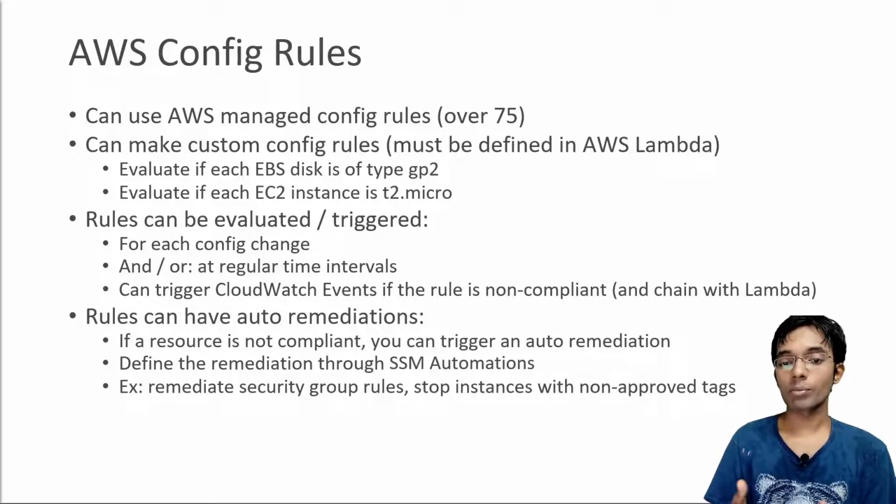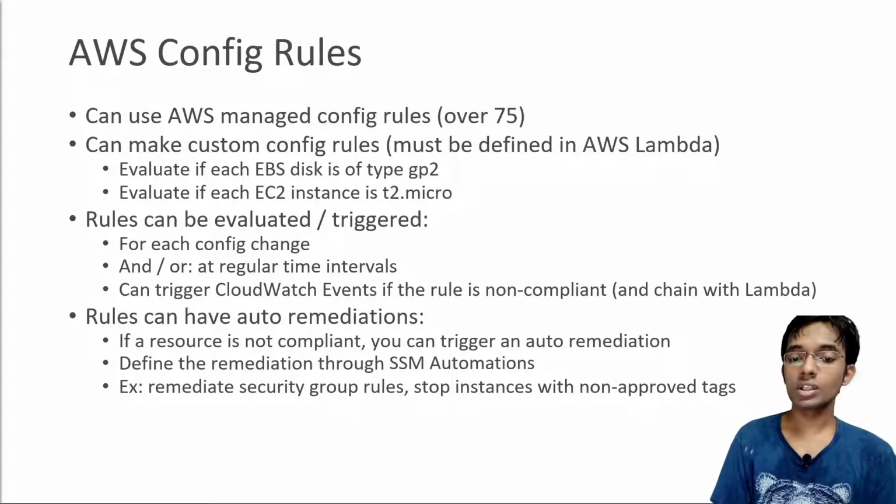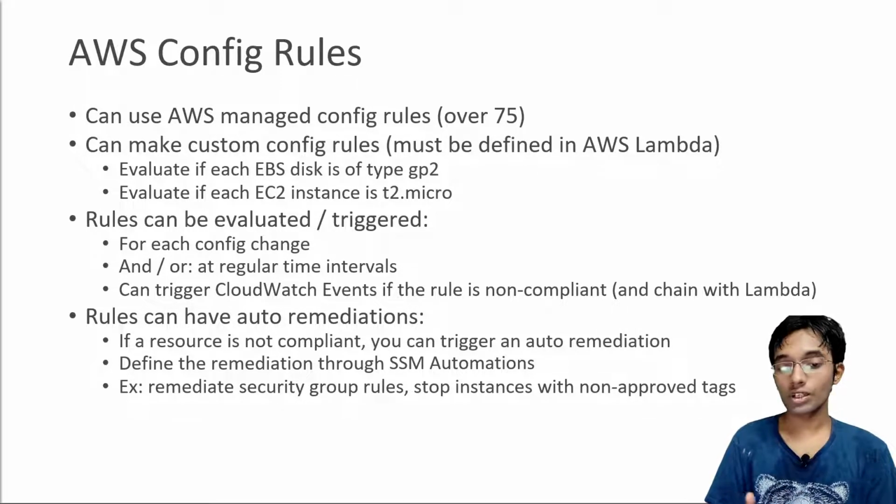For example, you can say, okay, I want to create a Lambda function to evaluate if each EBS disk is of type gp2, because maybe you have cost constraints and you are in the dev environment, or maybe you want to evaluate if each EC2 instance is of type t2.micro, because you want to remain within the free tier. Rules can also be evaluated and triggered for each config change, so whenever an EBS config changes, it will be triggered, or at regular time intervals.